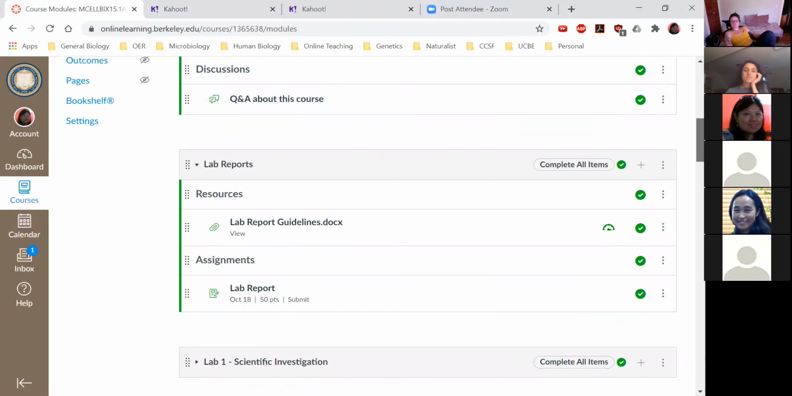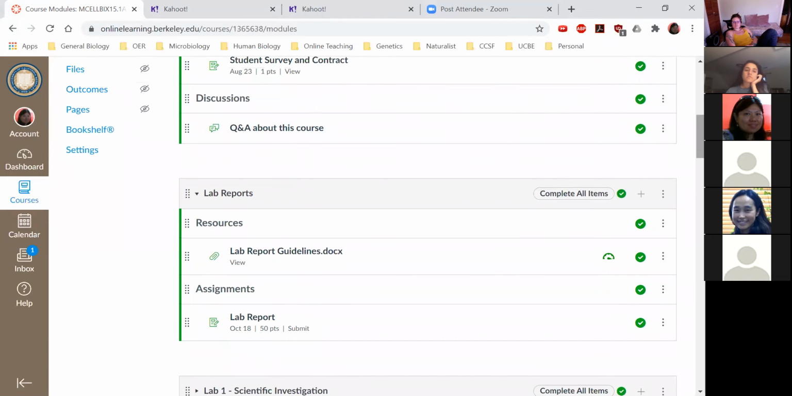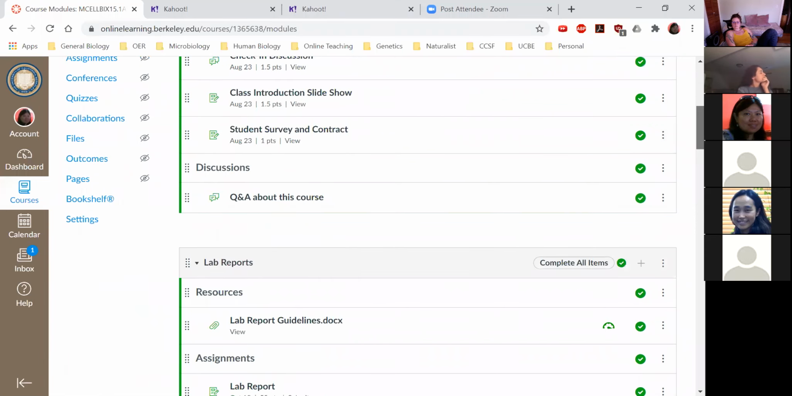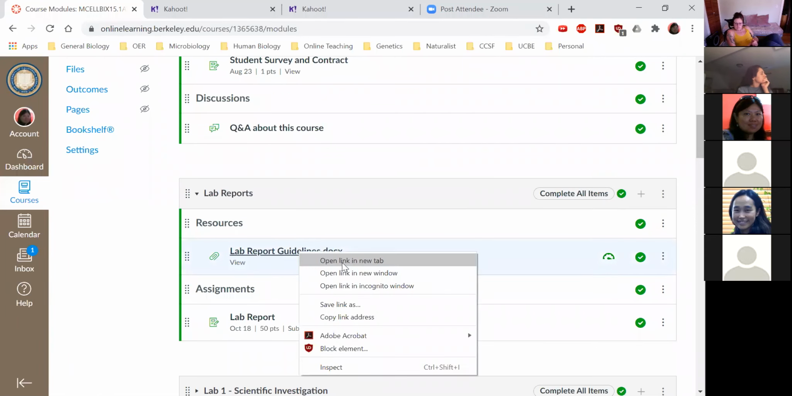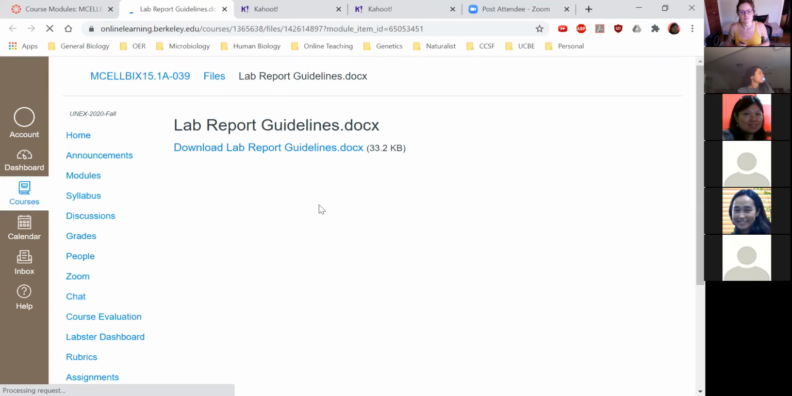Before I send you into breakout rooms, we talk about the lab report. It is coming up. I have opened the lab report module. If you go into Canvas and go into module view, it's right under the getting started module. If you click on the guideline, I highly recommend everybody download it. It talks about the structure of the lab report.